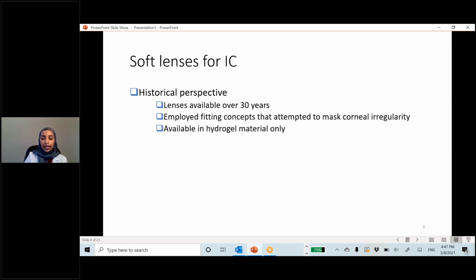really only available in hydrogel materials. So with the low Dk of the material and increasing the center thickness, we are really reducing the maximum amount of oxygen that's reaching the irregular cornea that we are trying to treat.